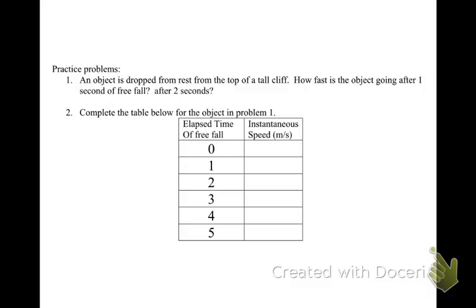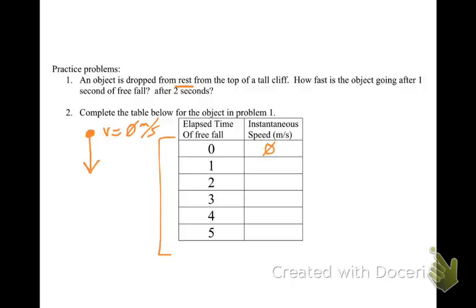So let's do some practice problems. An object is dropped from rest at the top of a tall cliff. How fast is the object going after 1 second of free fall, after 2 seconds of free fall, and so on and so forth? So this table below deals with the problem above. We've got our object. It's starting at rest, so our initial velocity is 0 meters per second. So at time 0, we're moving 0.